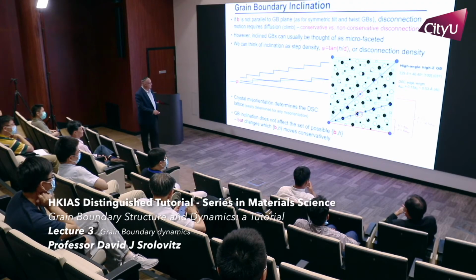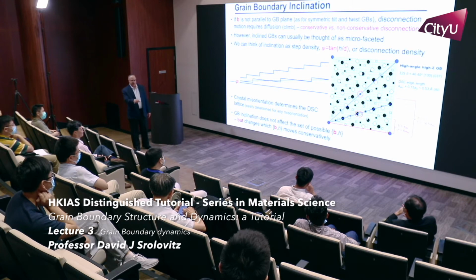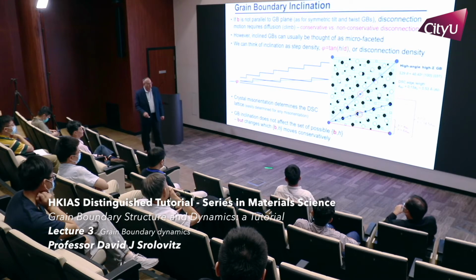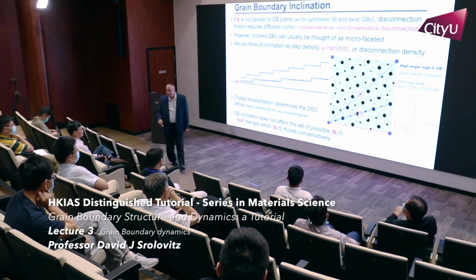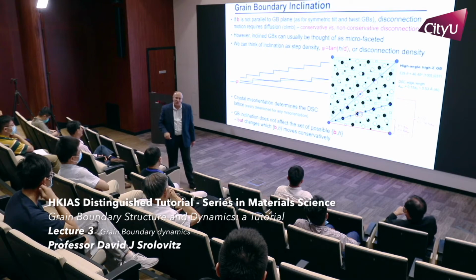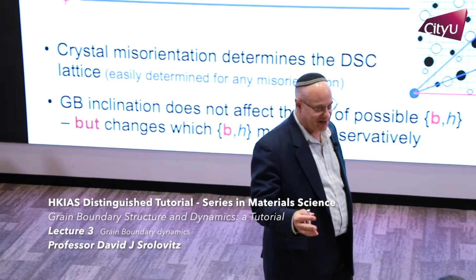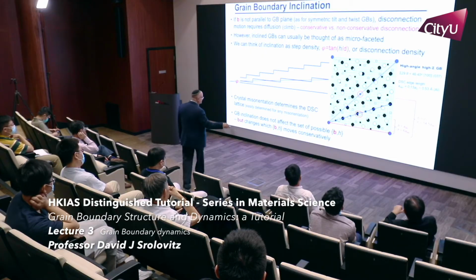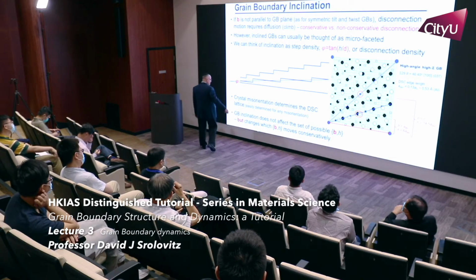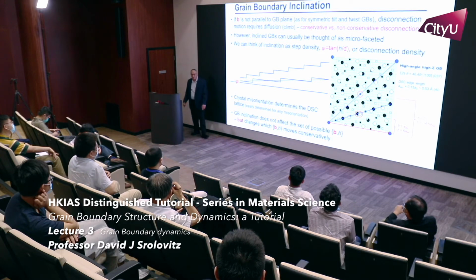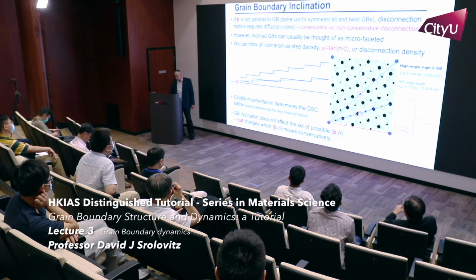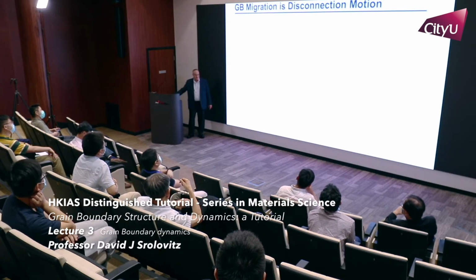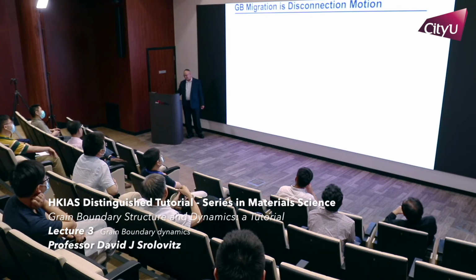So crystal misorientation determines what the DSC is, but it's the inclination that tells me which of these things are going to be important for moving, because it's going to be the ones that can move conservatively that'll be most important. Okay? So it's different depending on inclination. So inclination tells me which sets can move conservatively. Okay, so how is this related to actually grain boundaries moving?